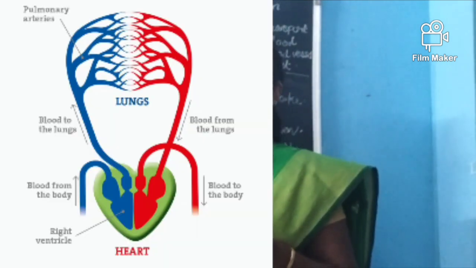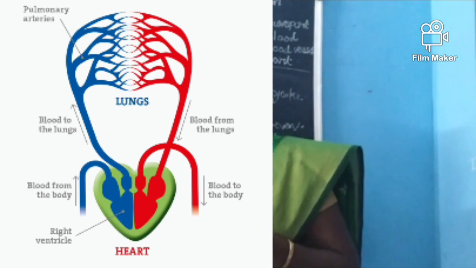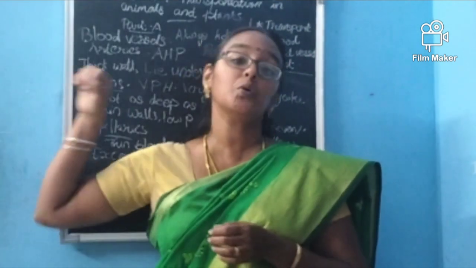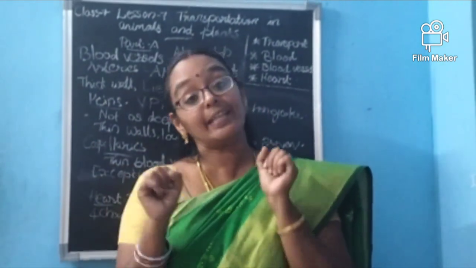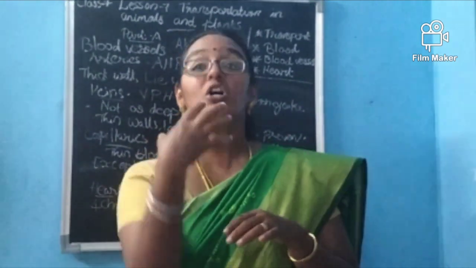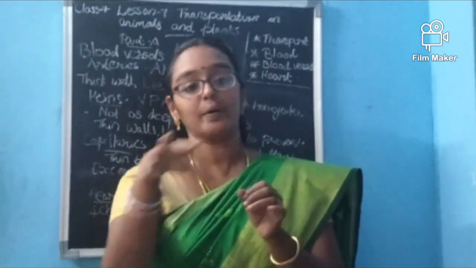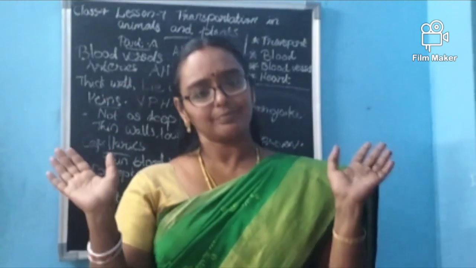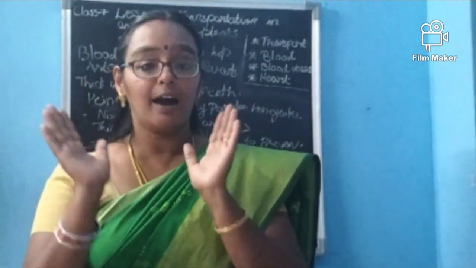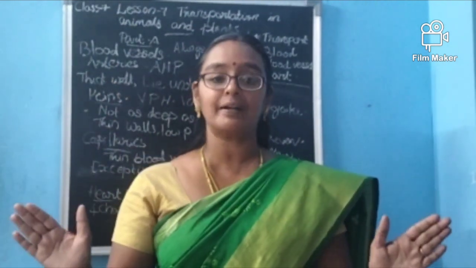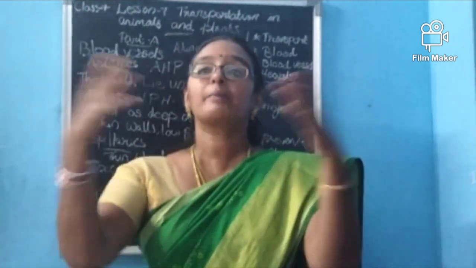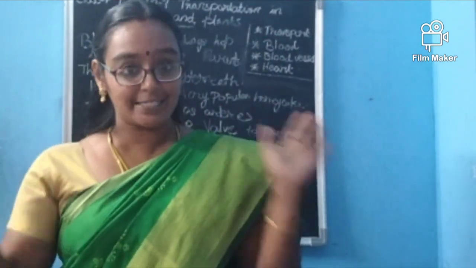Is it clear? Pulmonary artery carries the carbon dioxide rich blood from the heart to lungs, and the pulmonary vein is the one which carries oxygen rich blood from the lungs to heart. But in every other case, arteries carry blood from the heart to different parts and the veins are the ones which carry blood from different parts to the heart. Okay? Is it clear for you?